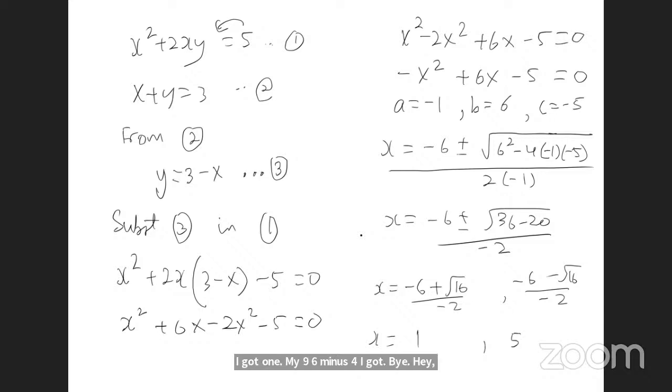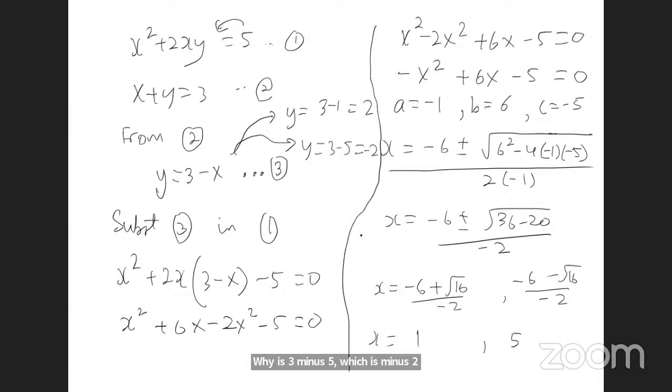Anybody get that? 1, 5? 1 and 5? Nice. And then come back here and solve for y. Right? Y is 3 minus 1. That's 2. Y is 3 minus 5, which is minus 2.